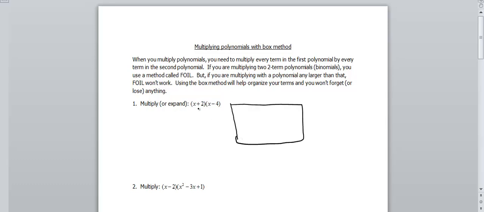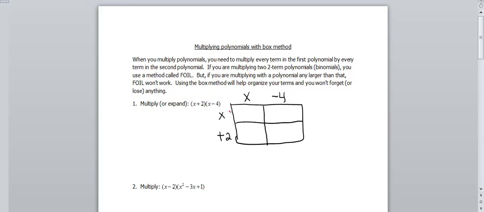Because the first set of parentheses is 2 terms, I'm going to go ahead and split it in half this way, and because the second set of parentheses is 2 terms, I'm going to split it in half the other way. And then you're going to write out your 2 terms, so x and then plus 2. Then at the top I'm going to write x and then minus 4. So the side here represents my first parenthesis, the top represents my second parenthesis. Order doesn't matter, but I tend to do it this way just to be consistent.